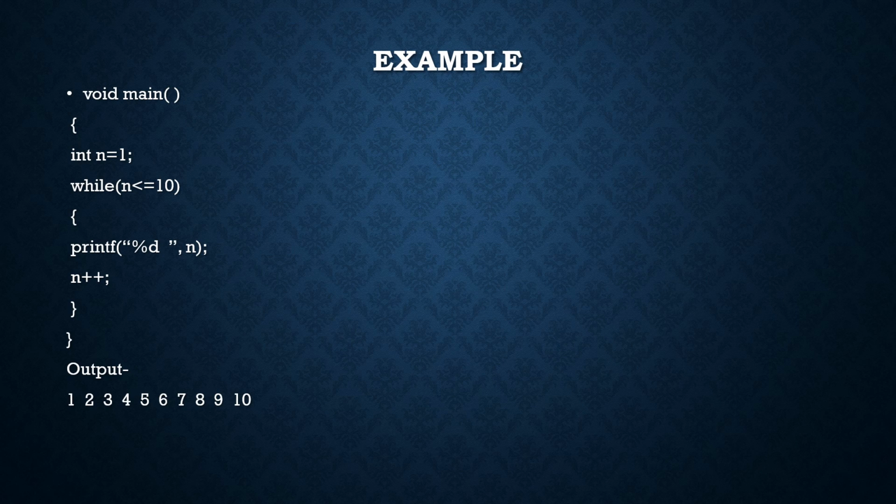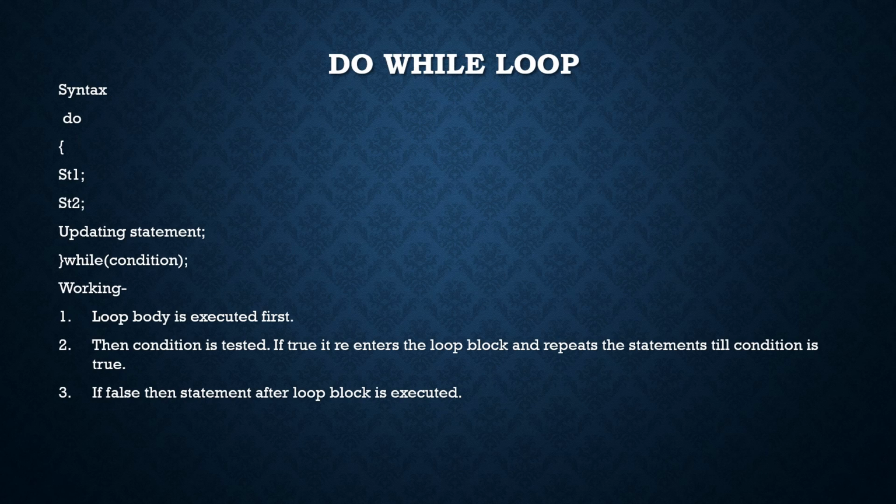So when you write this program, your output will be 1, 2, 3, 4 up to 10. Now let's see the syntax of the do while statement. Do, start the curly bracket, write down the statements in the loop block, write down the updation statement, and then write while condition. In this case we see that the loop body is executed first and then the condition is tested.